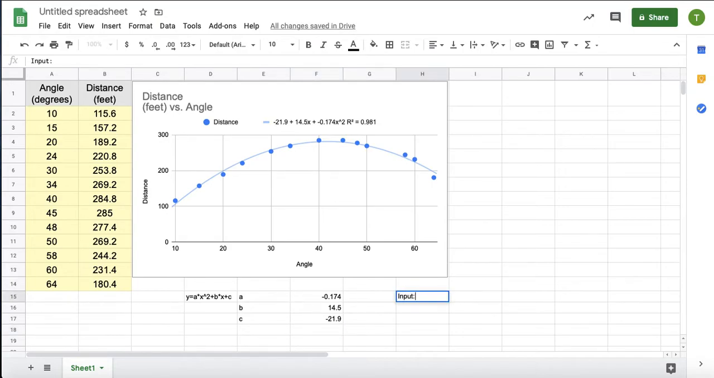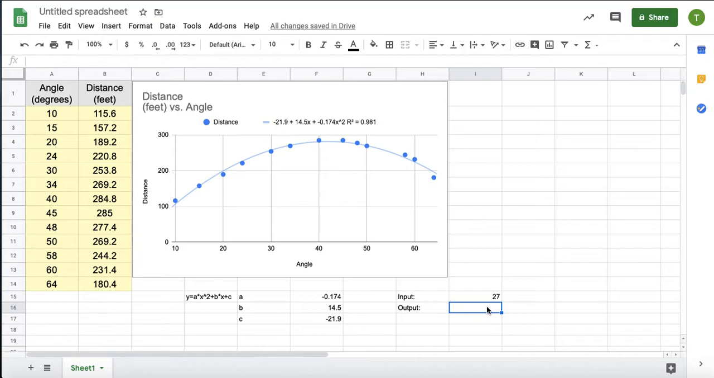So I'll have my input value here. I'll have my output value, which will be right here. So we'll just go ahead and make up an input, something like 27 degrees, right? So there's my input, which would be an independent variable, 27 degrees. Now for my output, I'm going to build a calculator.